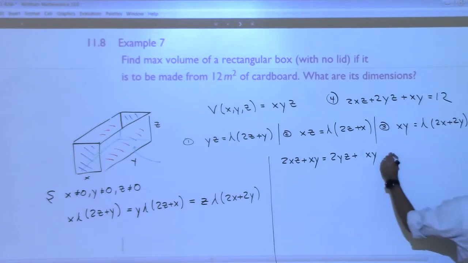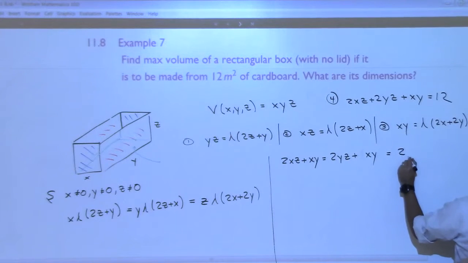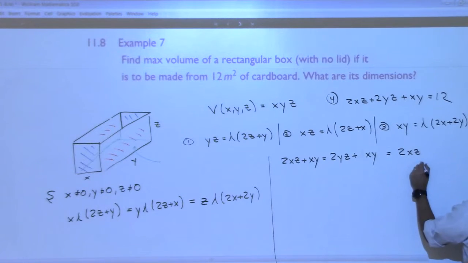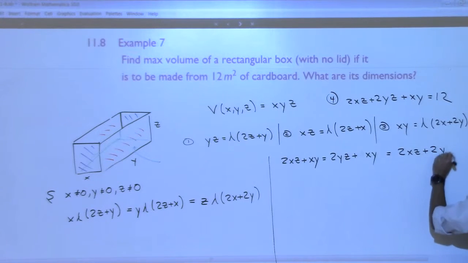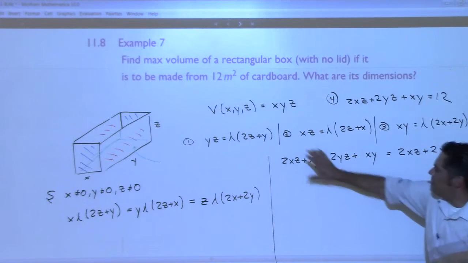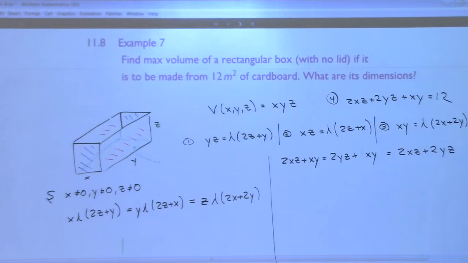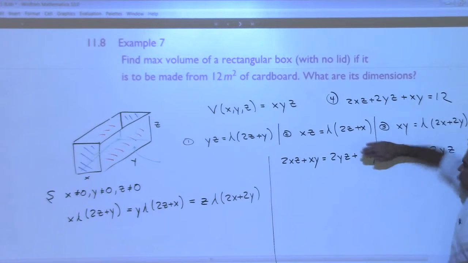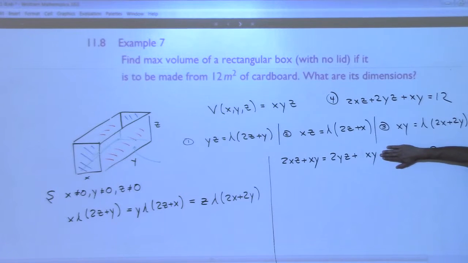Let me just continue with it. I'm going to do the last one here: 2xz plus 2yz. So I would have that this must equal this, must equal this. Anything? I see xy. If I just look at those two, then the x times y's cancel from both sides. Let's work with those two only first.